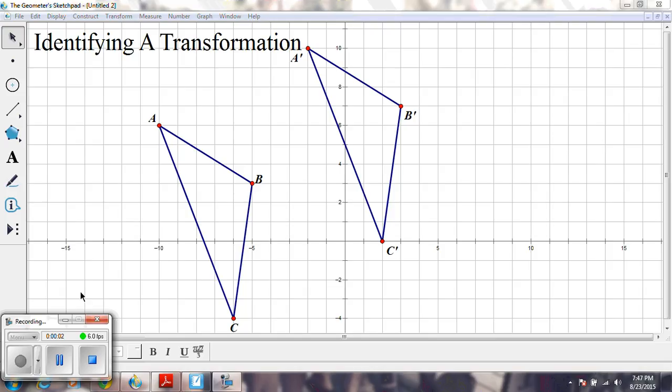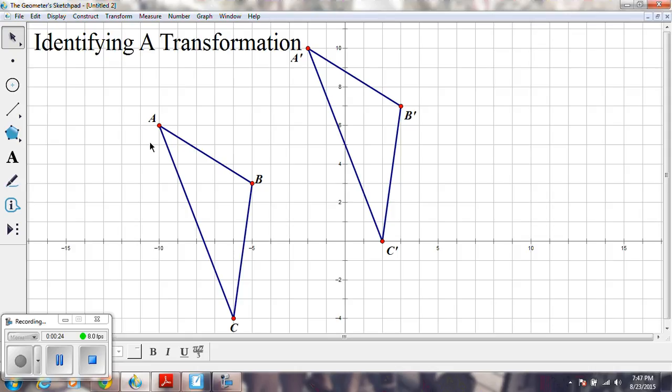Okay, the last type of transformation we need to identify is one that we see here. I can tell that this original pre-image, triangle ABC, appears to have been picked up and moved to make my image. It hasn't been turned, hasn't been flipped, it's just picked up and moved. This is what we call a translation.